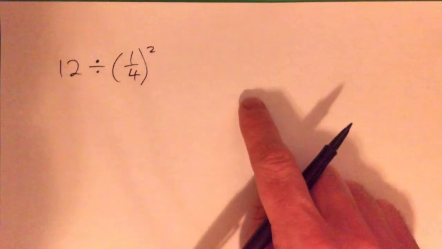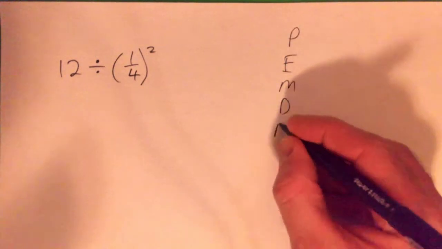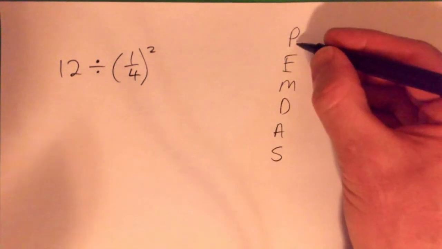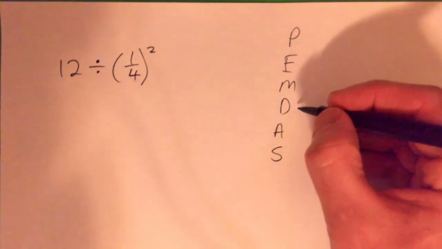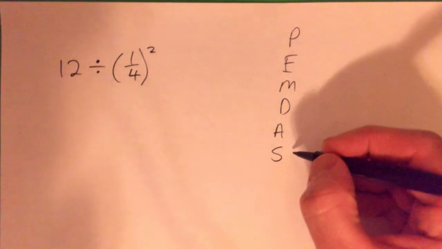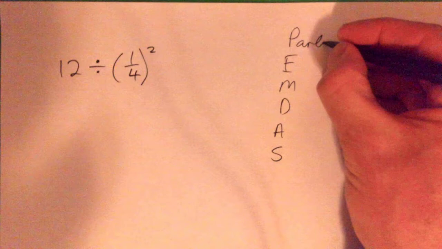All right, so 12 divided by a quarter squared. Again, we've got to think about PEMDAS, the order of operations. We do parentheses, then exponents, then multiply or divide from left to right, then add or subtract from left to right, right? So parentheses, I see parentheses there.